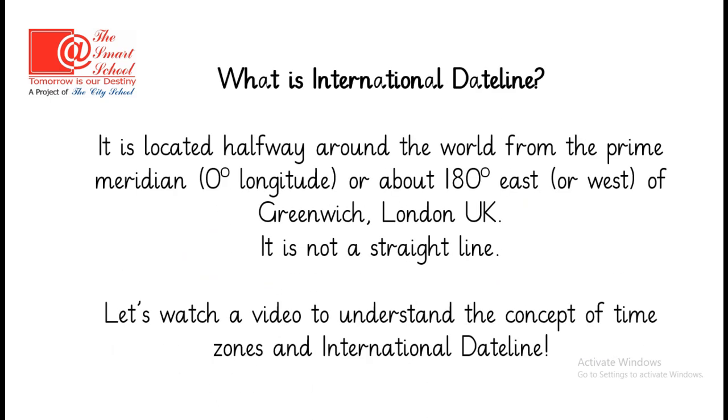So students, what is the international dateline? The international dateline is located halfway around the world from the prime meridian, 0° longitude, or about 180° east or west of Greenwich, London, UK. It is not a straight line. Now let's watch a video to understand the concept of time zone and international dateline.